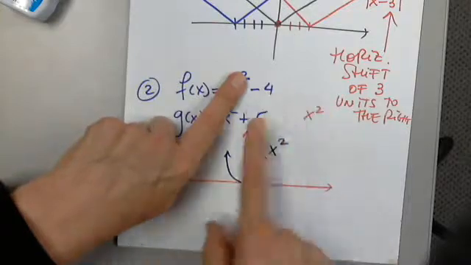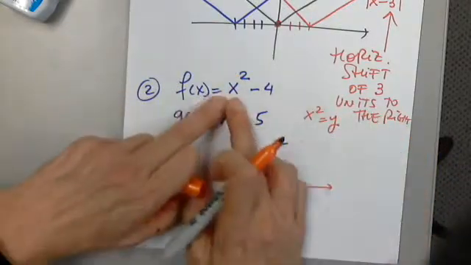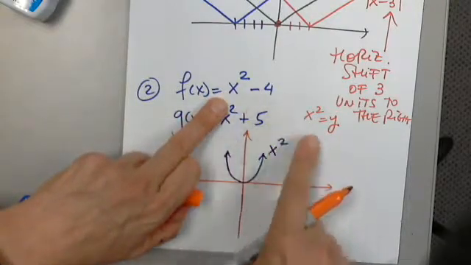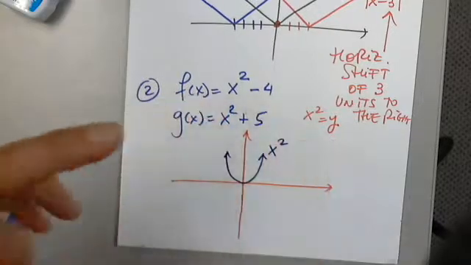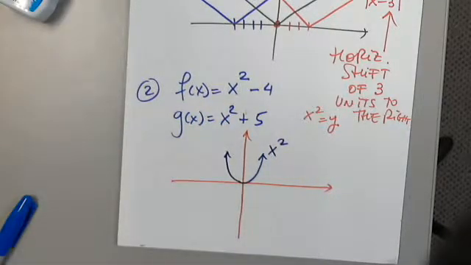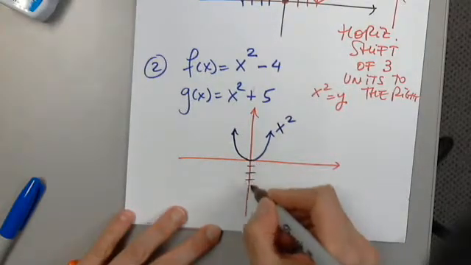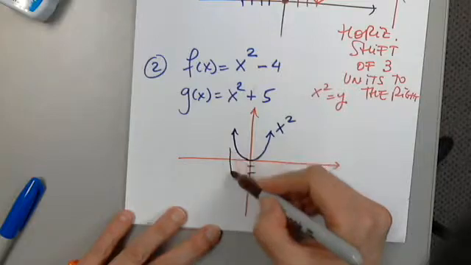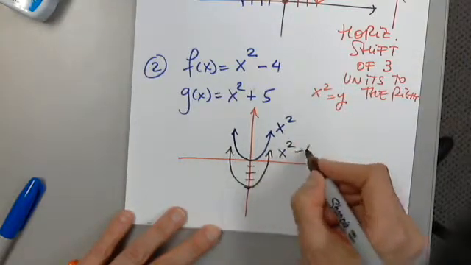Yes, because this is the y value. But this time this is the y value minus 4. So where does this graph go? Yes, subtract. Subtract from all y values and subtract 4. So this point goes here. This is the x squared minus 4.